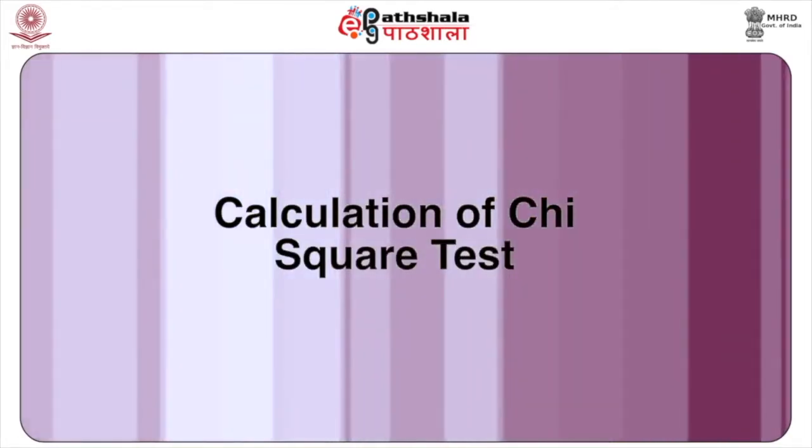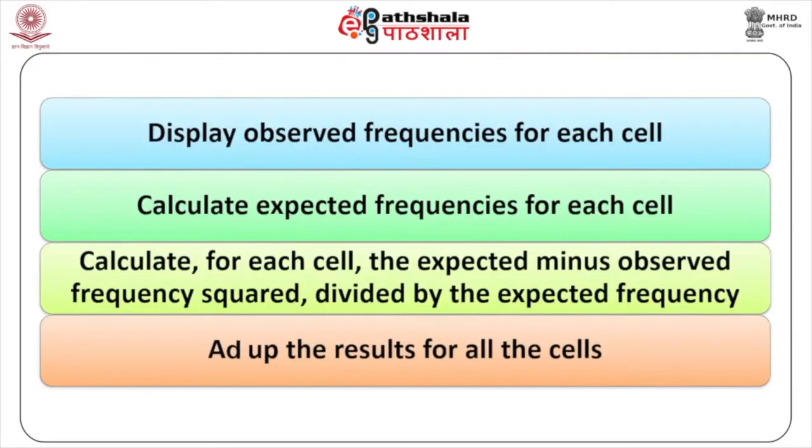Calculation of chi-square test. First, display observed frequencies for each cell. Second, calculate expected frequencies for each cell. Third, calculate for each cell the expected minus observed frequency squared divided by the expected frequency. And fourth, add up the results for all the cells.